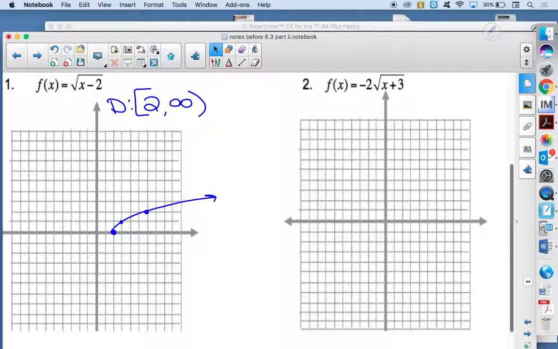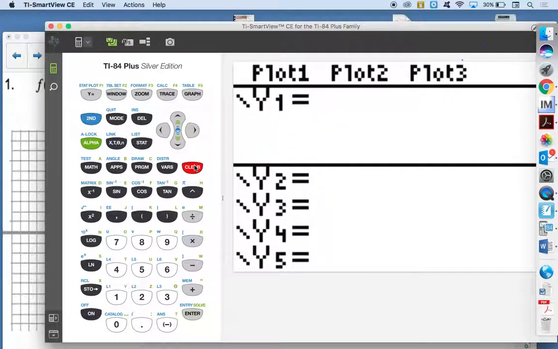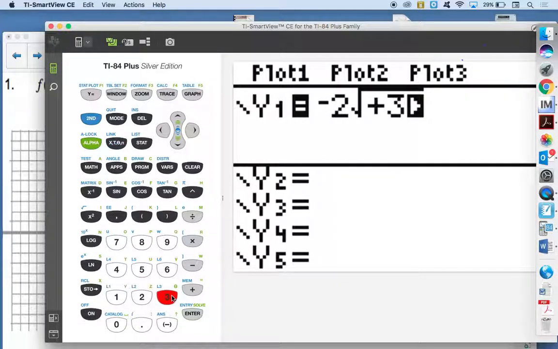Alright, so let's look at the next one. Go back to your graph, y equals. This one said -2 and then the square root, not the square, of x plus 3. Ethan, you're going to have to put parentheses around whatever's underneath your radical, because it doesn't draw the little radical for you. And then again, hit graph.